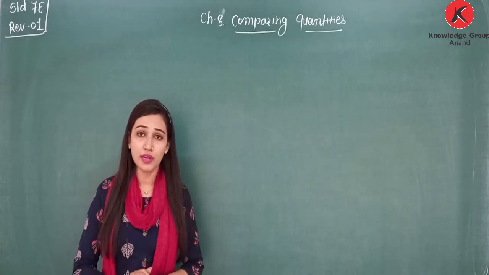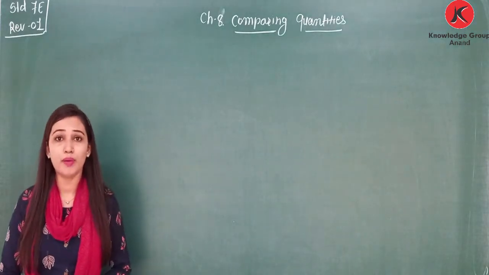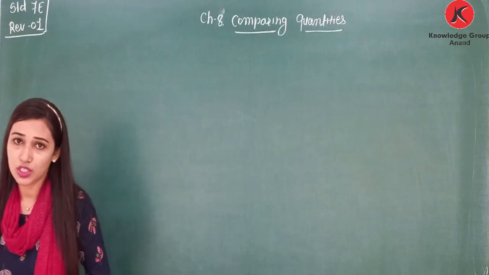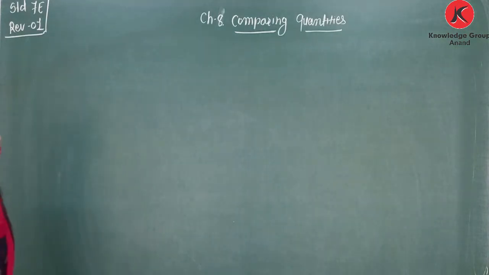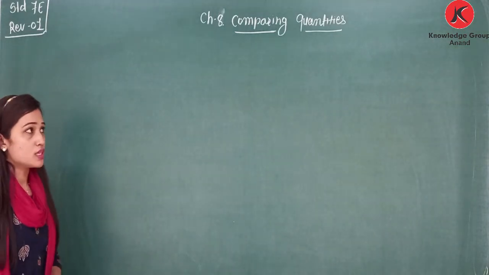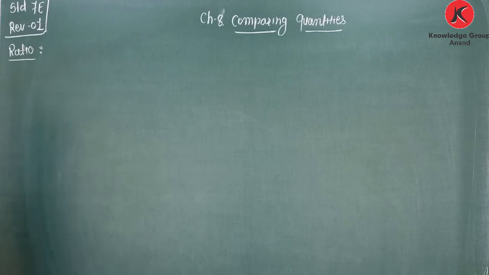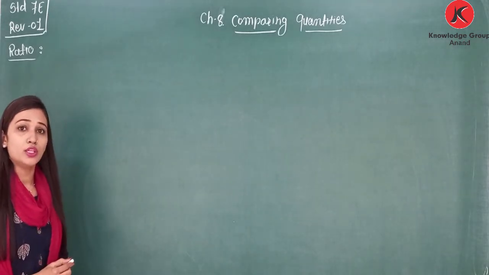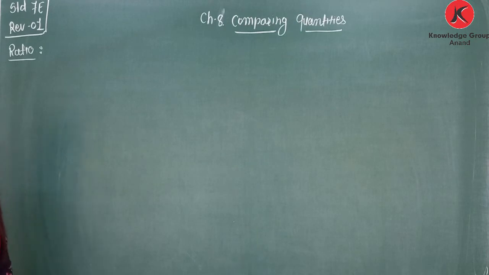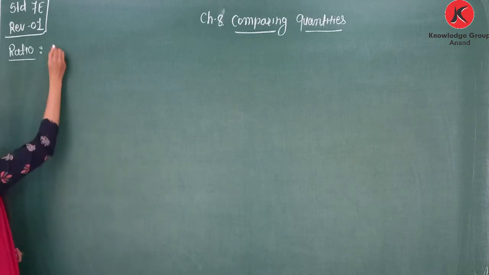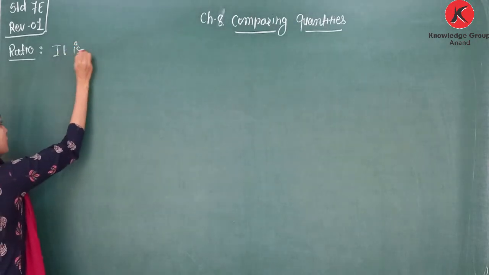In this chapter we will learn the method of comparing quantities by ratio, by percentage, and after that we will learn about simple interest. So first, what is ratio? What is the definition of ratio? You already learned about ratio in 6th standard. So ratio is a method of comparing two quantities in the form of P by Q, where P and Q are in the same unit.